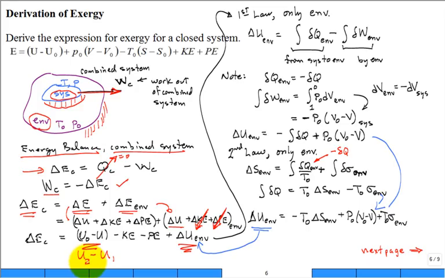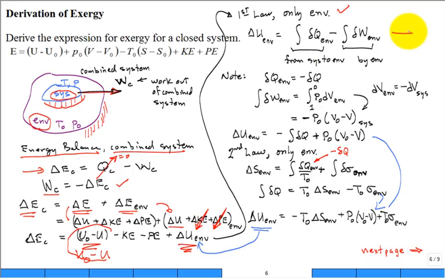State 2, the final state in a process, usually go from state 1 to state 2, is the dead state, so we put U0. So that looks really funny. It's like, is there a typo here? No. Okay. Now, we go to the first law of the environment only. True? Does this look like a good first law of environment only?